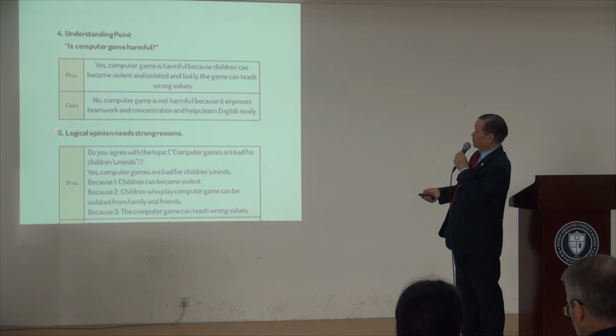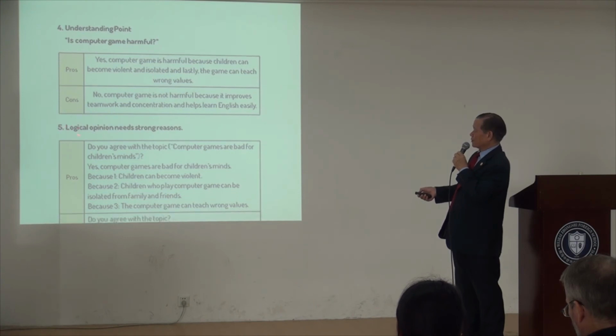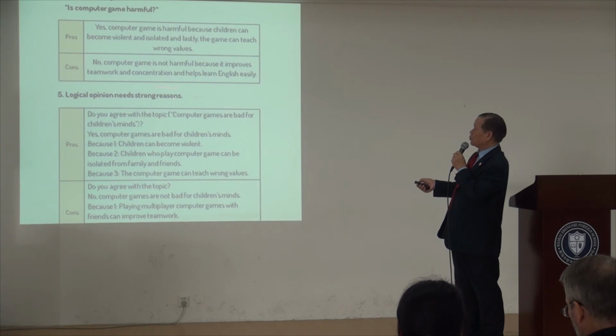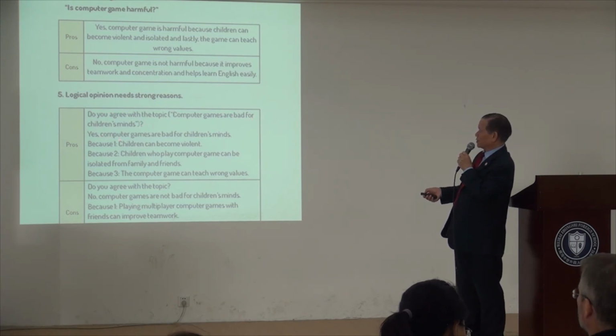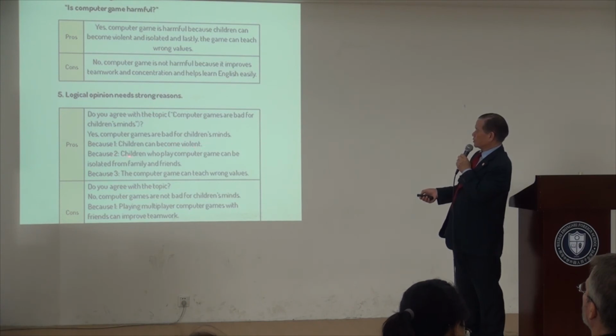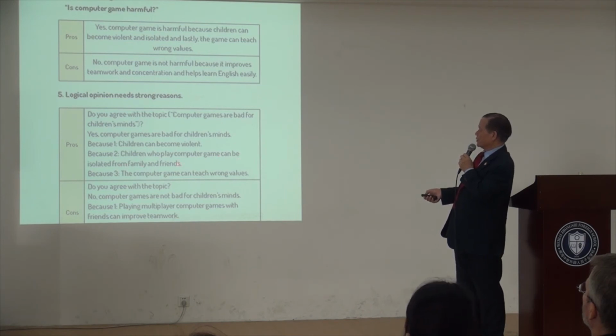Okay. After that, develop a logical opinion. The next step, fifth, logical appeal needs some strong reasons so your opinion does not fall down. You train the students with this, like this. The degree of the pro team. Do you agree with the topic? Computer games are bad for children's minds. You can say, yes, computer games are bad for children's minds because 1, 2, 3. You have to train with this style, this format. So, reason 1, children can become violent. Second reason, children who play computer games can be isolated from family and friends. They spend much more time only focusing on the computer games.